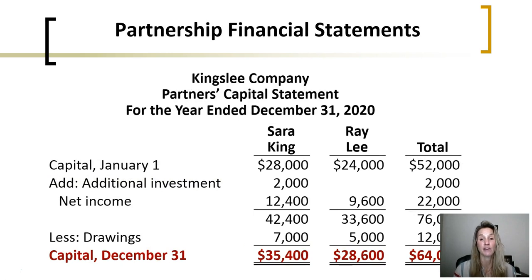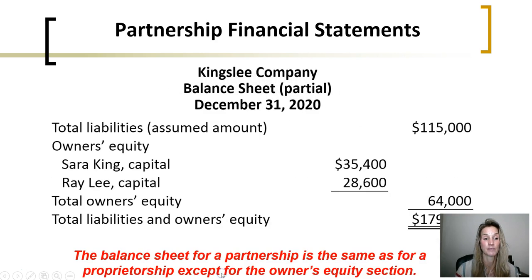If we were to look at their capital statement at the end of the year, we can see that the beginning of the year capital balances are increased by any owner investments during the year, plus the amount of net income they were allocated, less any drawings or withdrawals that they took from the business during the year to get to their ending capital balance. The balance sheet we're seeing here, and this is just a partial balance sheet, notice that the owner's equity is the same as for a proprietorship where there's only one owner, except there are more than one capital account in owner's equity. So that's really the only difference.